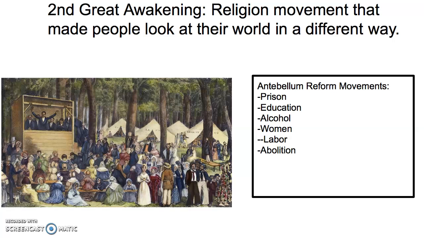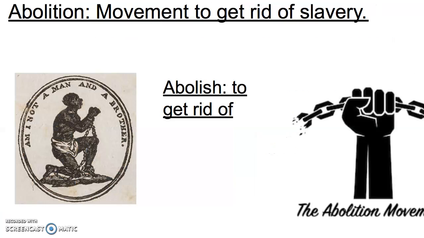And this was a period of time of great change. We'll talk about this in high school, but there was a religious awakening called the Second Great Awakening, where people started to look at their lives a little bit differently. And this spurred a lot of different reform movements, reforms in prisons, education, trying to get rid of alcohol, the women's movement, the labor movement, and the mother of all movements, abolition, because if any ills are in society, being able to own another person is the greatest ill of all.